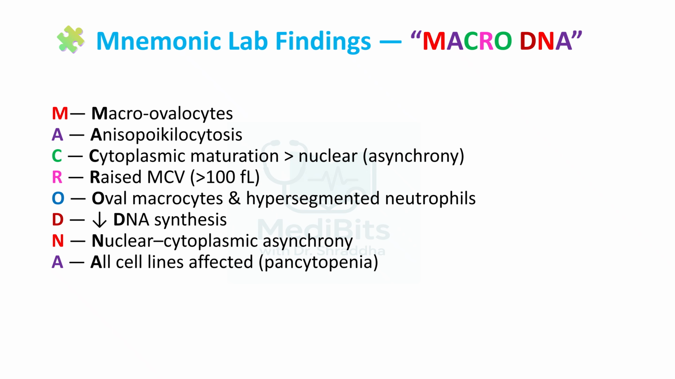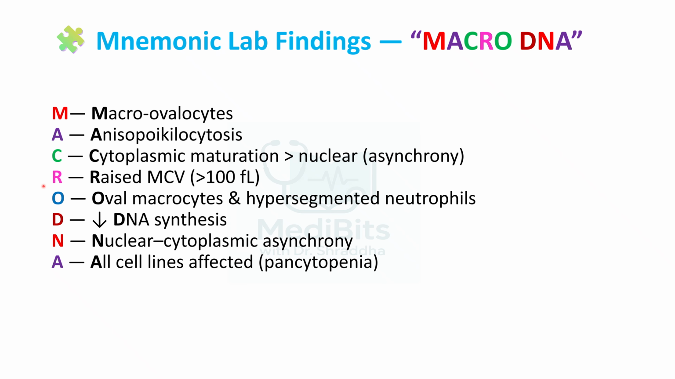Okay, now let's simplify the key lab findings in megaloblastic anemia using an easy mnemonic, macro DNA, where M stands for macroovalocytes. These are large oval red blood cells typically seen on blood smear. A stands for anisopoikilocytosis, which means variation in size and shape of RBCs. C stands for cytoplasmic maturation greater than nuclear maturation. This reflects nuclear cytoplasmic asynchrony, a classic feature of megaloblastic anemia.